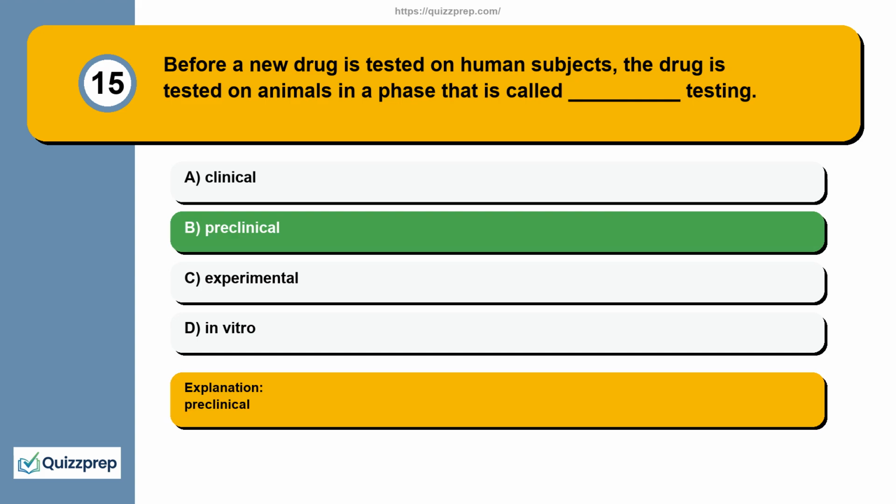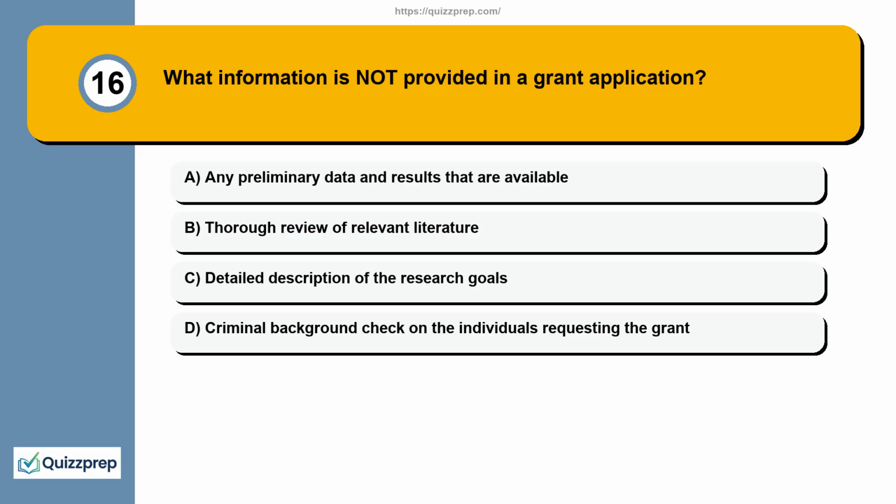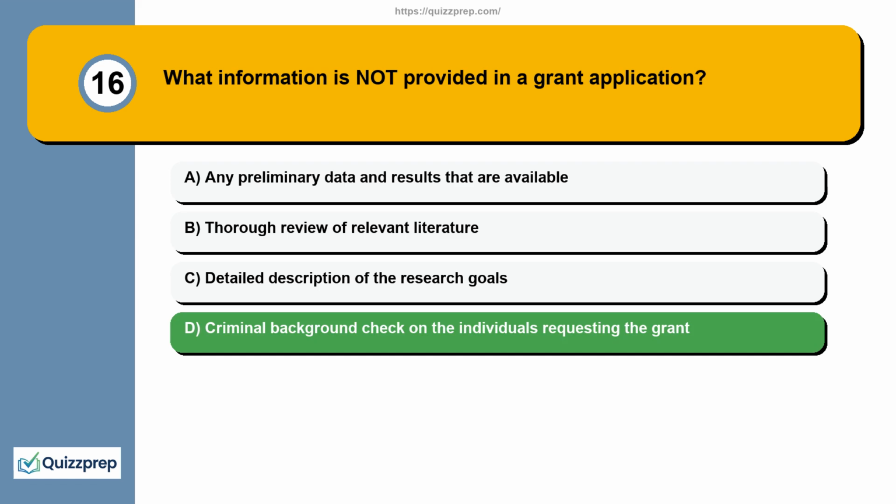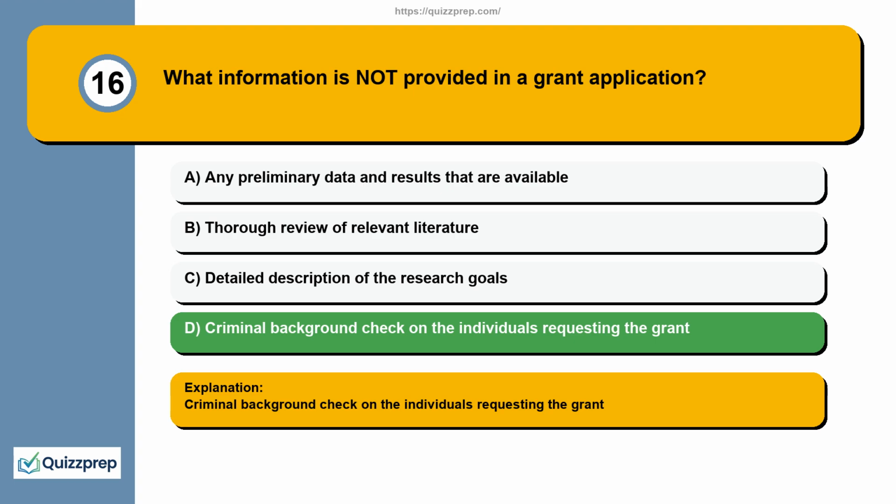Question 16. What information is not provided in a grant application? Option A, any preliminary data and results that are available. Option B, thorough review of relevant literature. Option C, detailed description of the research goals. Option D, criminal background check on the individuals requesting the grant. The correct answer is option D, criminal background check on the individuals requesting the grant.